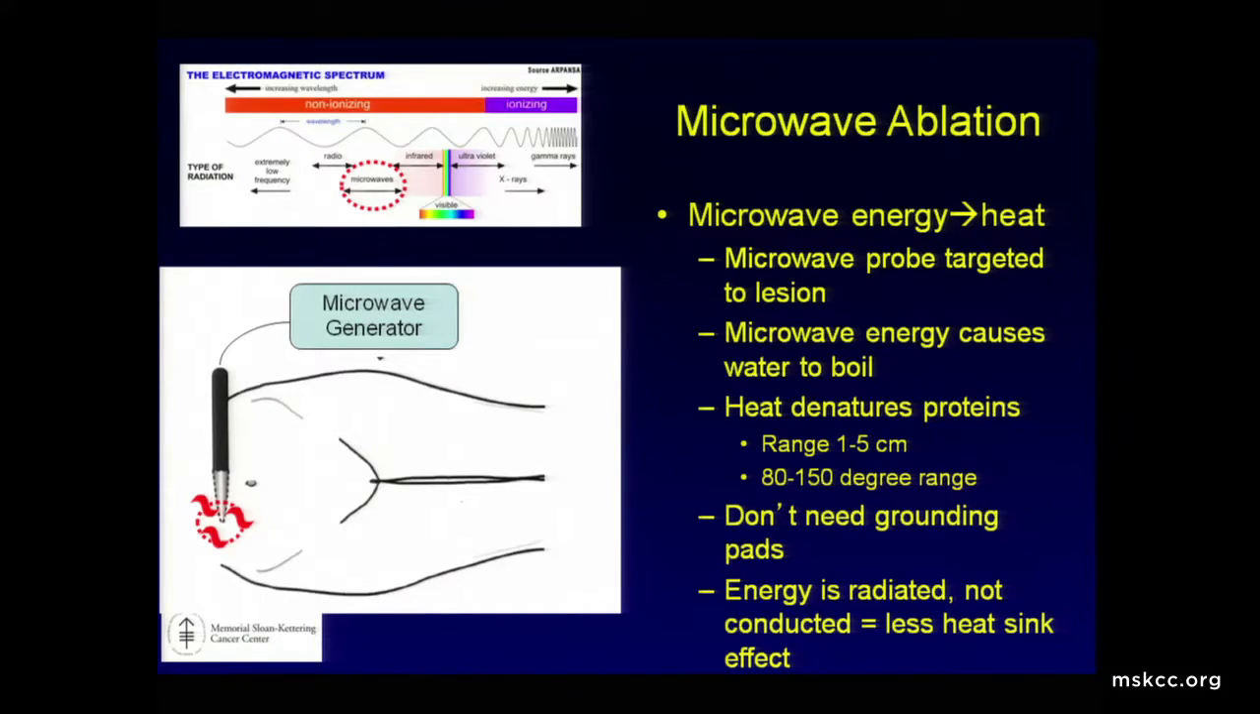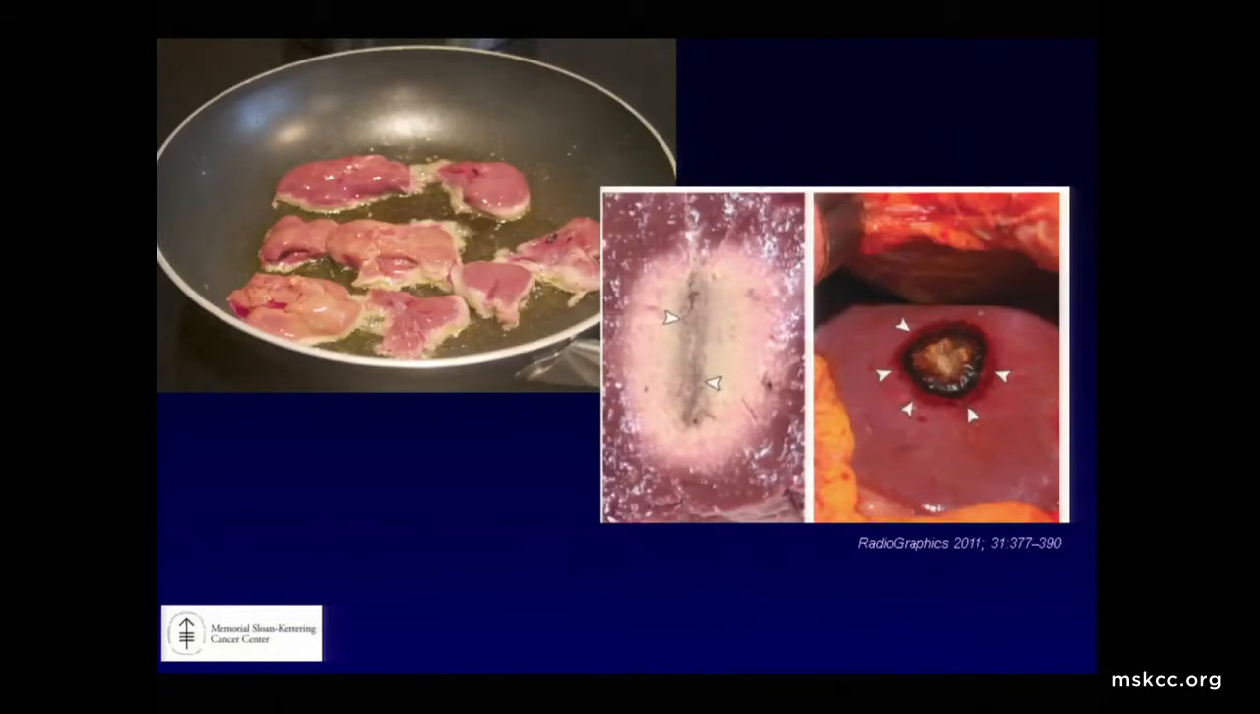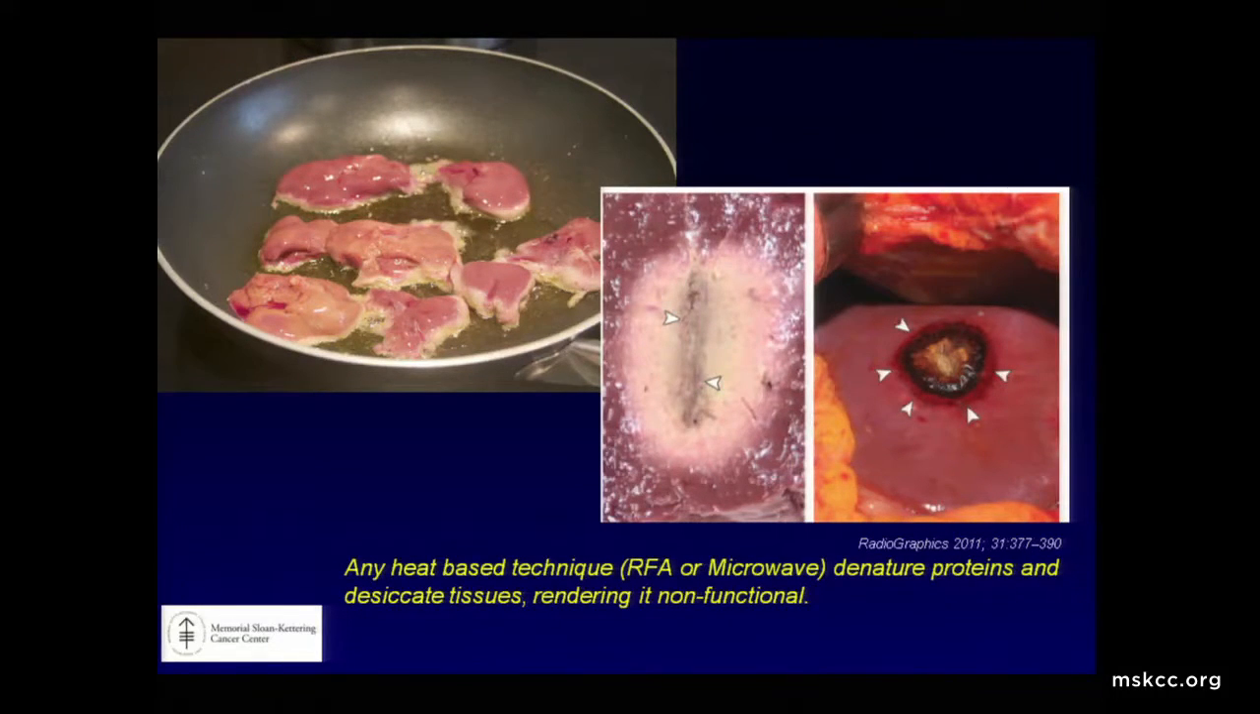And because the energy is radiated and not conducted, there's less of what we call the heat sink effect, this variability within the density and within the pathologic makeup of tissue that some parts of the tissue will absorb more energy and some parts will absorb less. If you think about it, any heat-based technique is basically doing this. It's heating the tissue, it's dehydrating it, it's desiccating it, and it's denaturing proteins. And here's a pathologic specimen from a RFA case, and you can see that it looks very, very similar. So it doesn't matter which heat-based technique you choose, you're basically rendering tissues non-functional by causing denatured proteins.